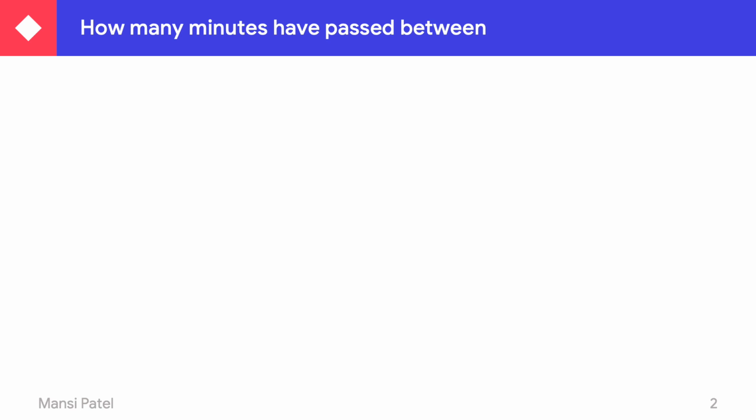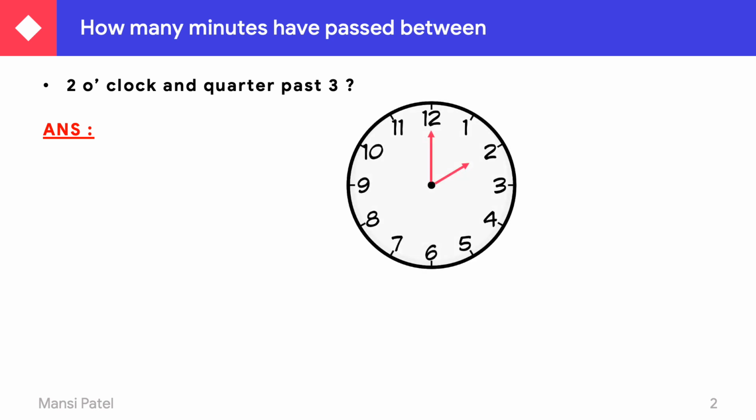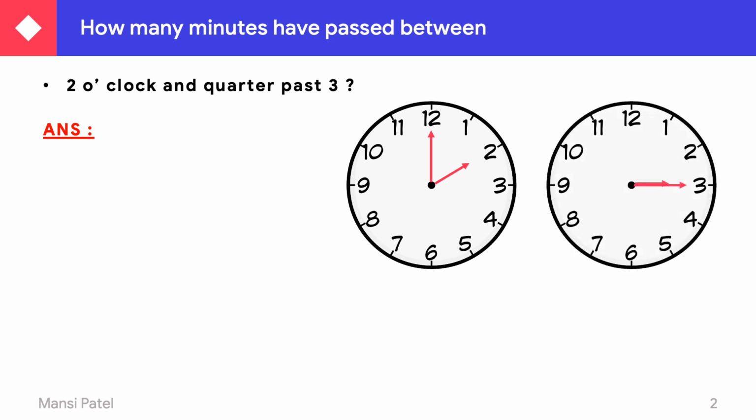Let us see how many minutes have passed between 2 o'clock and quarter past 3. First of all, this clock represents 2 o'clock. And what is the meaning of quarter past 3? Quarter past 3 means 3:15. We have to find out the duration between these two times.